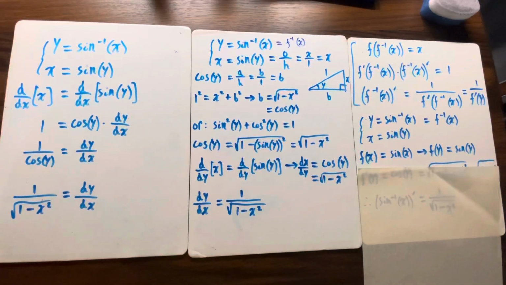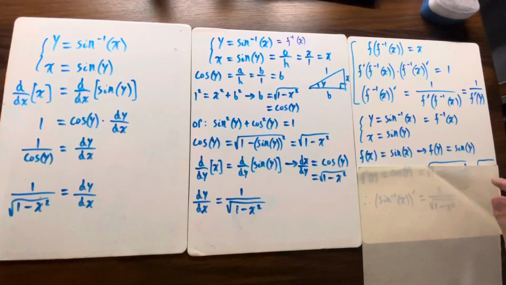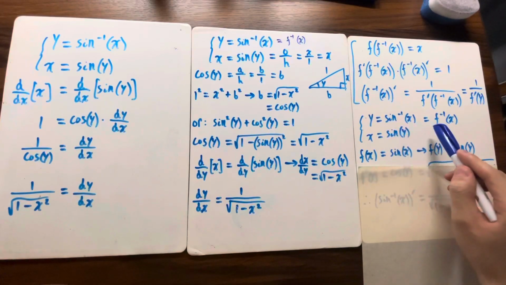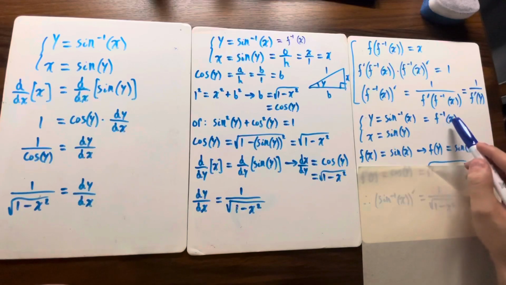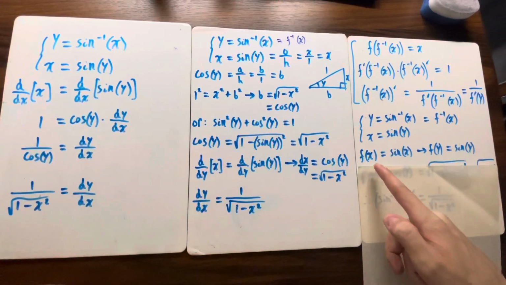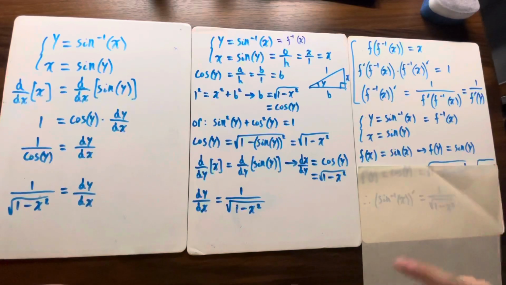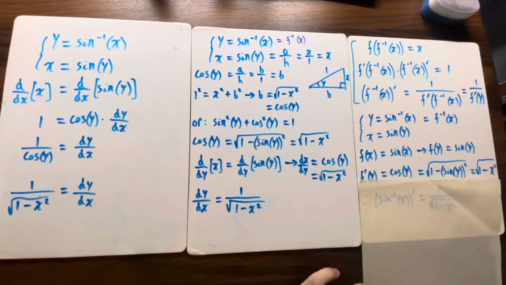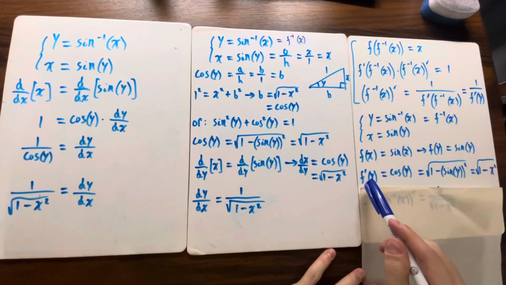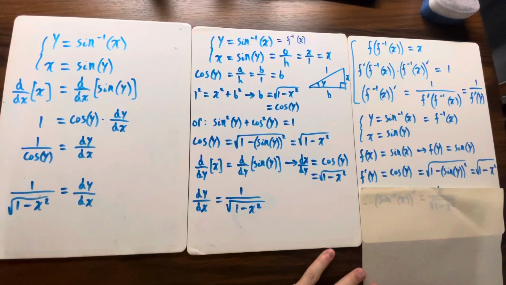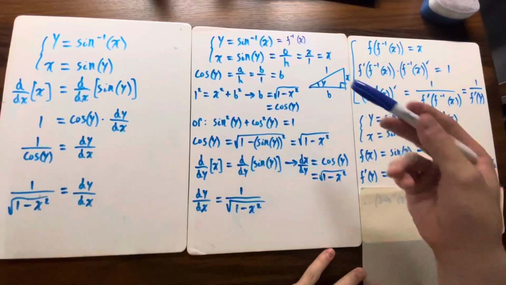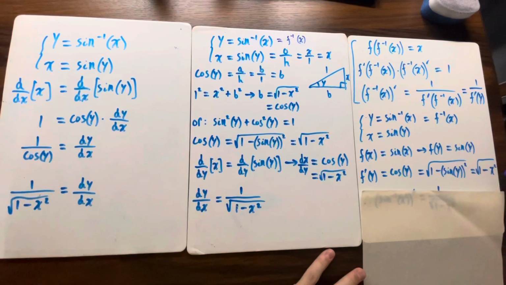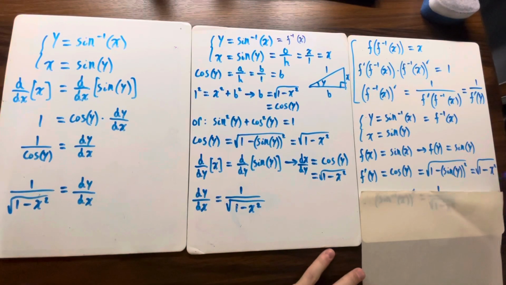So f of x is equal to sine of x, because of course if sine inverse of x is equal to f inverse of x, then the original f of x is just equal to sine of x. But we don't want sine of x, we want sine of y, because we want to find f prime of y. So just plug in a y. So we know that f of y is equal to sine of y. So that means that f prime of y is equal to cosine y. And again, we're back at cosine y, so you can use a triangle or you can use the Pythagorean identity. And so again, we get that cosine y is equal to the square root of 1 minus x squared.